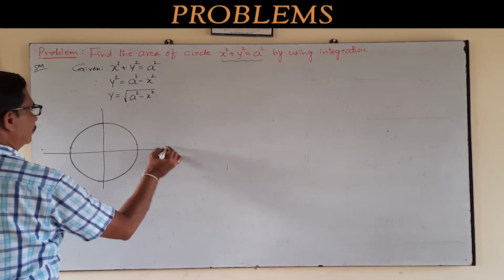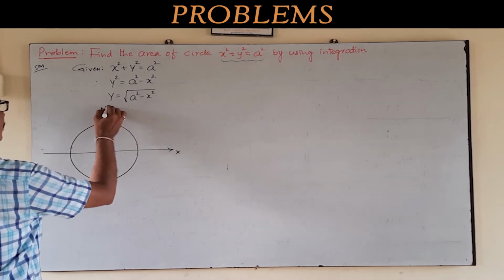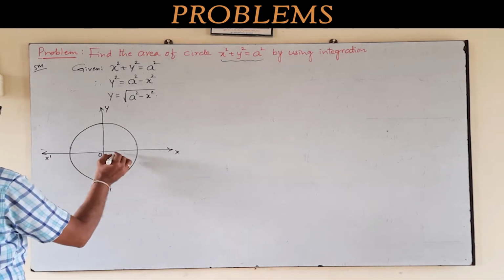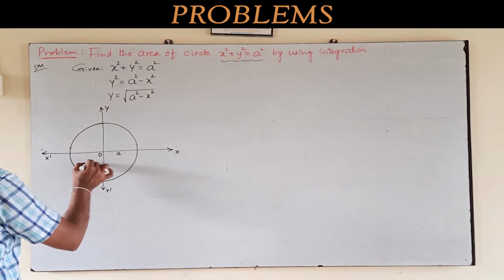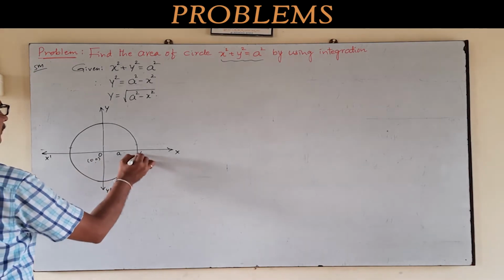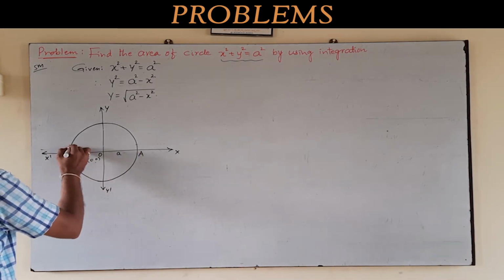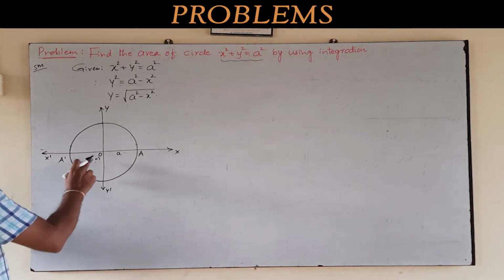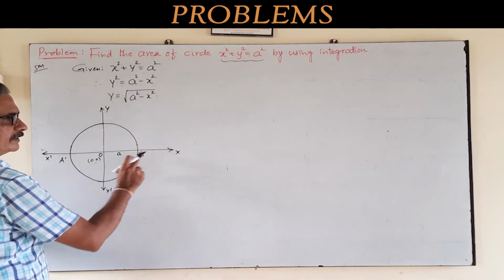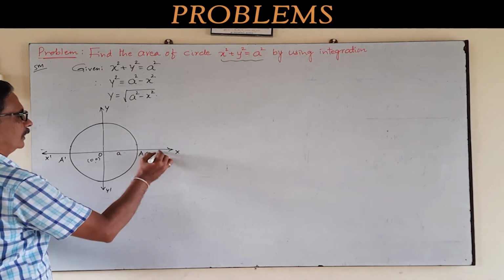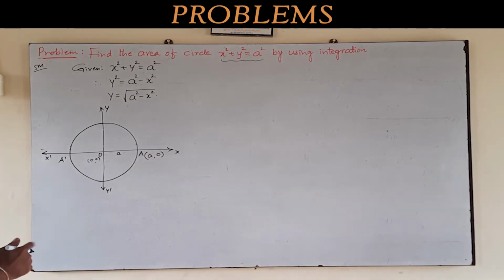Okay, so let the circle cut the x and y axis, whose center is at the origin. Radius is a. Now this is the origin. Since the circle cuts the x-axis at A dash and y-axis at B dash. Now O is the origin, OA is radius. That radius lies on which axis? X-axis. So the coordinates of point A are a comma 0.